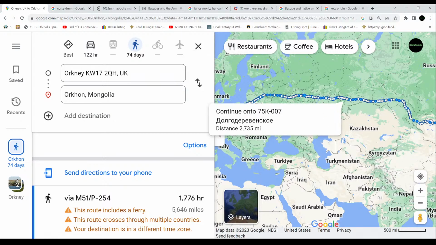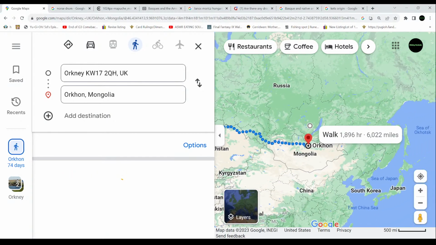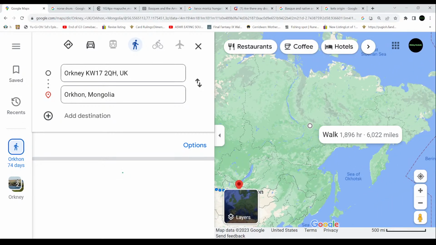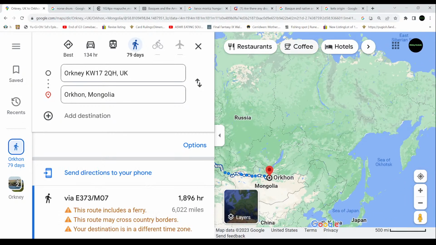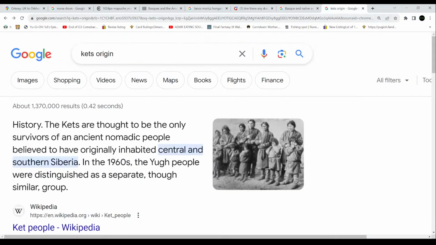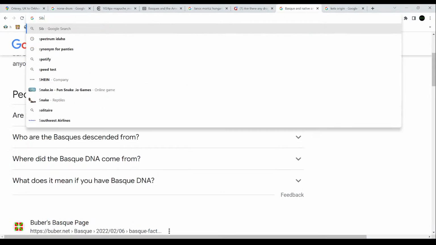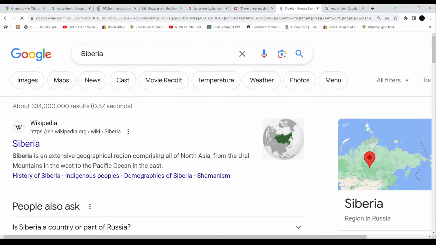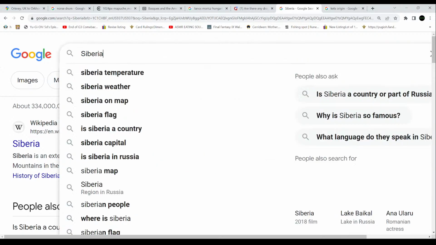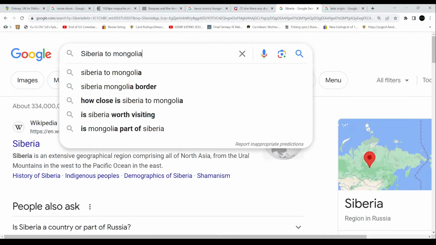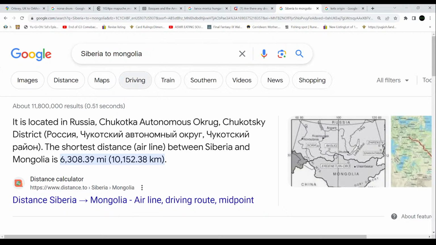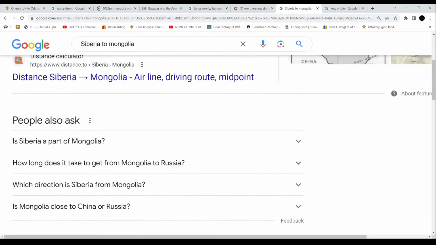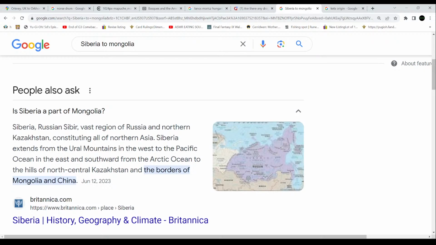So this would have been... I'm gonna see if I can get this. Siberia. Oh, okay. Let me pull this up because I think this is very important. So it would have been, let me see, Siberia to Mongolia. How far is this? Is Siberia part of Mongolia?